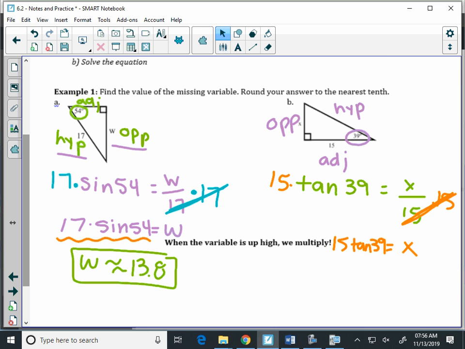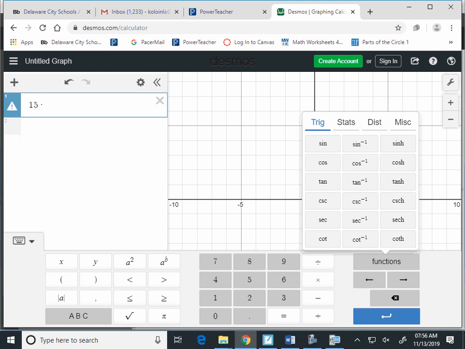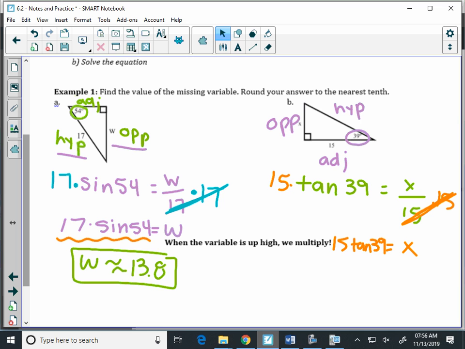I'm going to use decimals. I'll show you your graphing calculator here in a second. So I'm just going to do 15 times, go to functions, tangent 39. If we round that to the nearest tenth, our answer is about what? 12 point, what? Nearest tenth, one decimal place. What does the 4 do to the 1? 12.1.